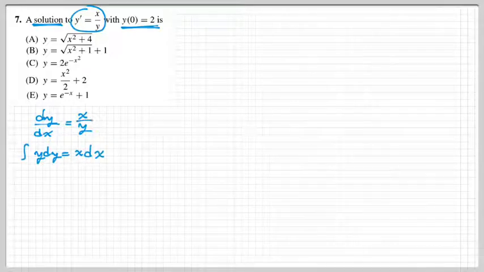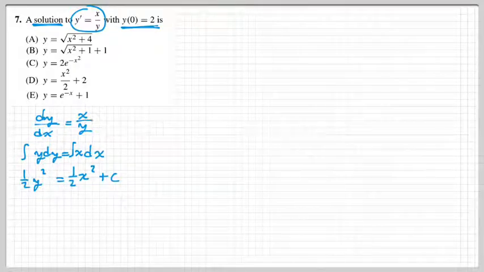And then I'm going to integrate both sides. I get y to the second, and then I have to divide by 2. And then on this side, I get x to the second, and I have to divide by 2. And I'm going to add c, because whenever you integrate, you need to have a constant. Now, we should have a constant on both sides of this equation, but I'm just going to combine the constants to be on one side.